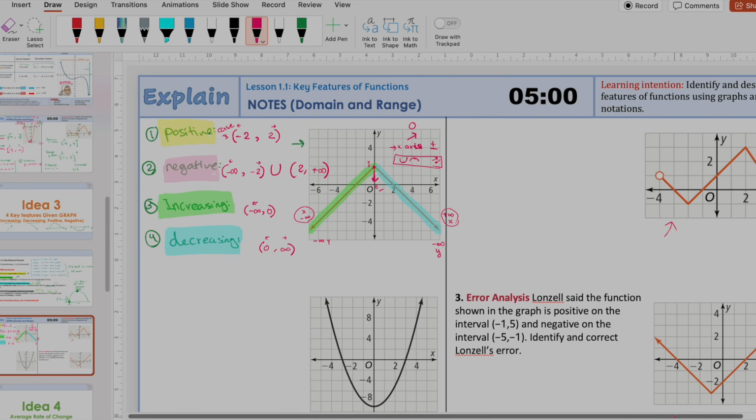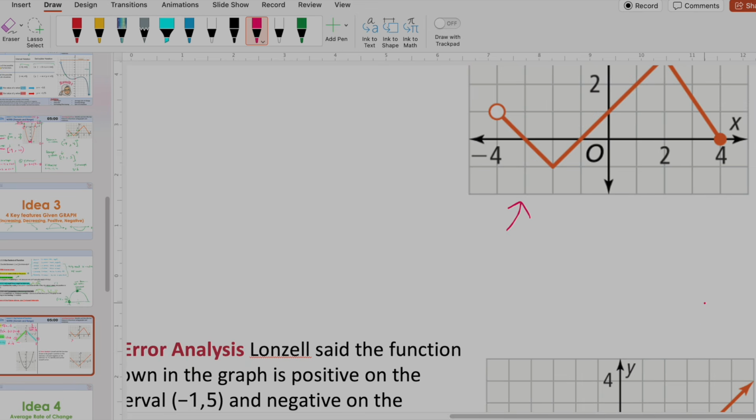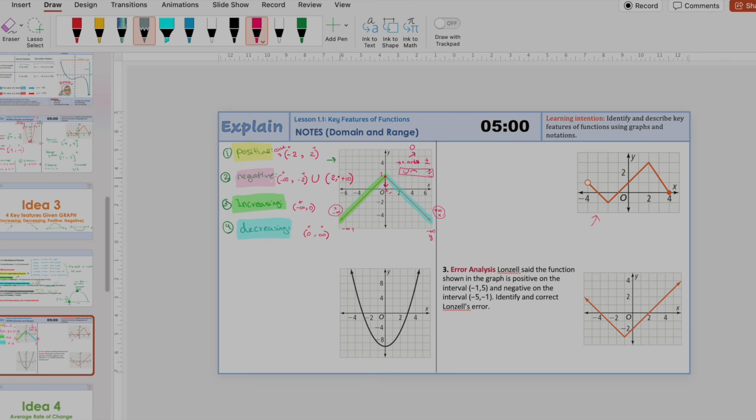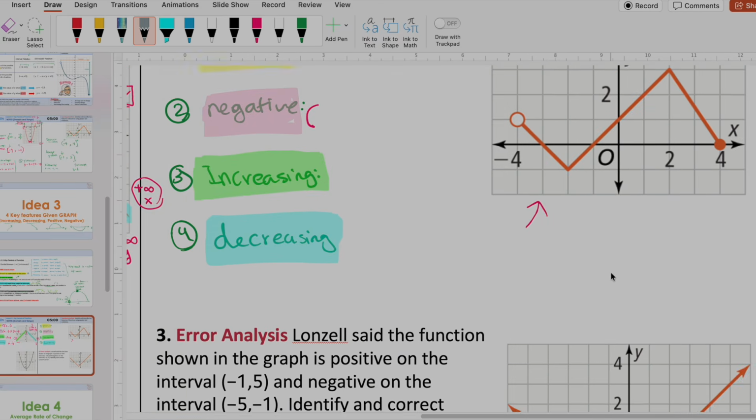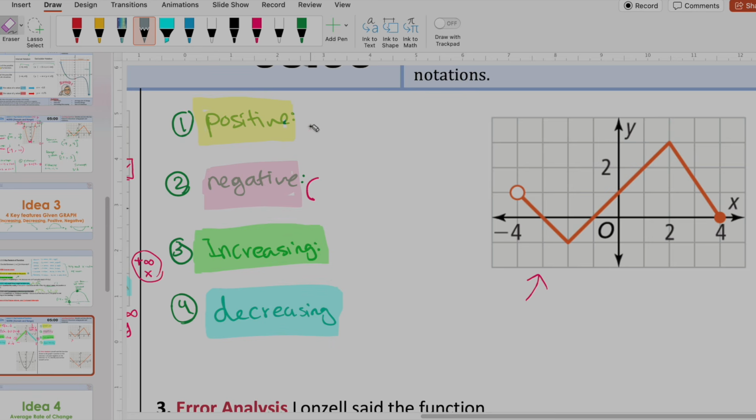Let me do this function with you. Okay, again, write down on the side: I keep my bracket open if I have an open circle, if I have an arrow, if I'm talking about positive, negative intervals and I am on the x-axis, or if I'm talking about increasing, decreasing intervals and it's a maximum or a minimum.